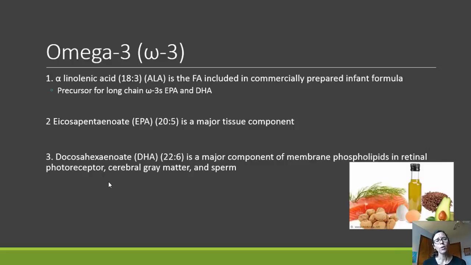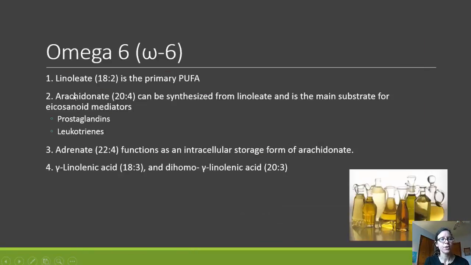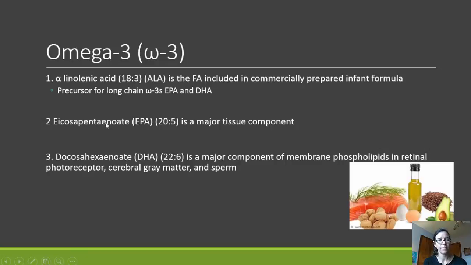Then we have EPA, which is a major component of our tissues, and you can see it's 20 carbons. Sorry, I just want to flip back for a second and take note that arachidonate, which has such biological significance, is also 20 carbons. Okay, so EPA is 20 carbons, and then we also have DHA, which is a 22 carbon omega 3. DHA is a major component of membrane phospholipids in our eyes, it's also part of our cerebral gray matter, and it has a high concentration in sperm.